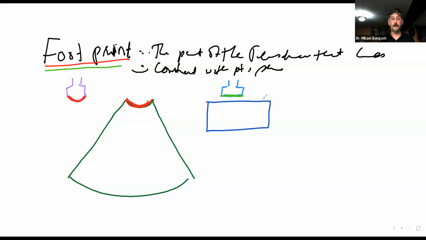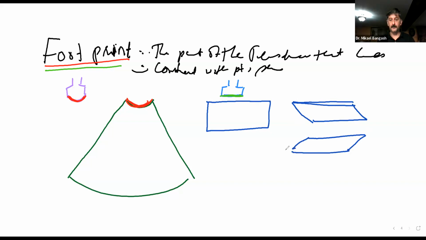Probably not that big, but it can even be like this. Oh, sorry, this has to be more straight. Or it can be like this. But again, whatever we have up here is going to be at a shallower depth, or we can say closer to the transducer. Likewise here.